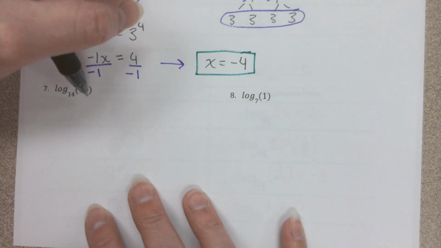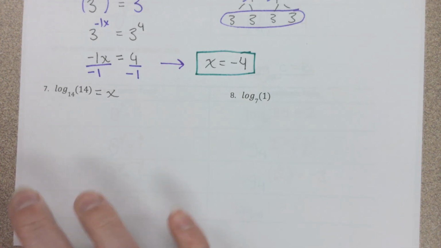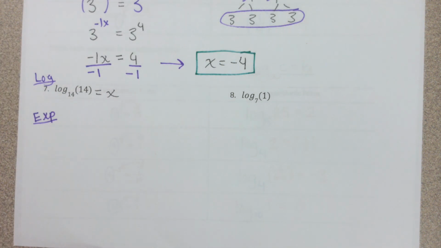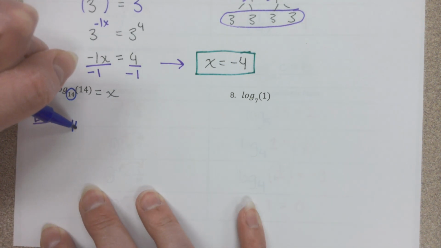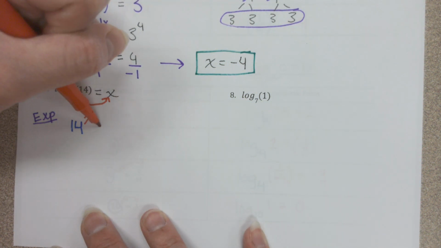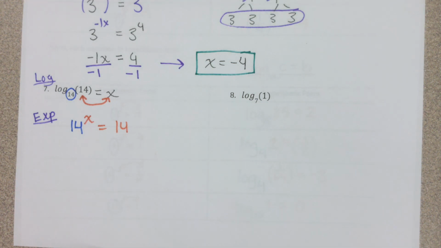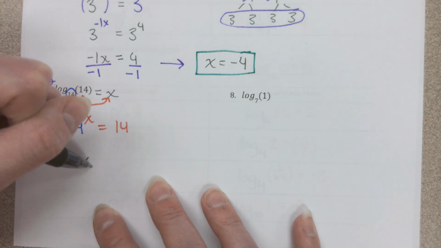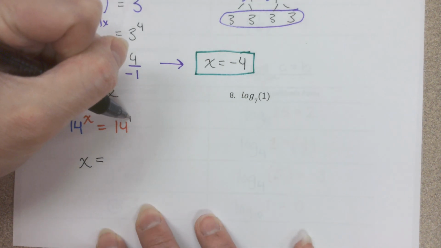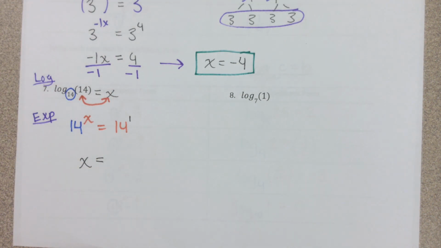Log base 14 of 14 equals x. We're in log form currently. We need to change it to exponential form. Base stays base. My base is 14. The other two switcheroo. 14 to the x equals the other 14. What exponent does the regular 14 have? 1. Any plain number that does not have an assigned exponent is assumed to be 1. So clearly we can see that x is equal to 1.